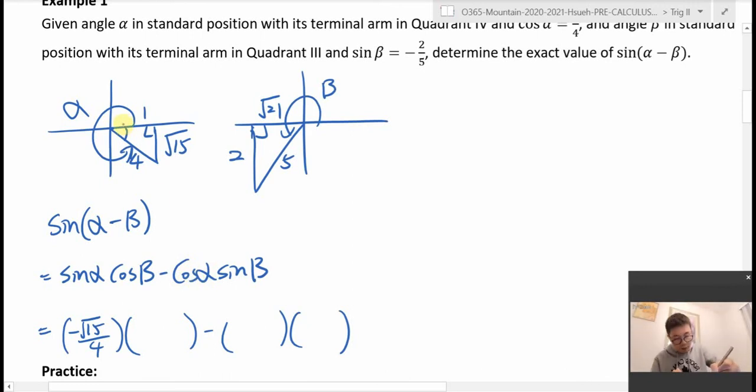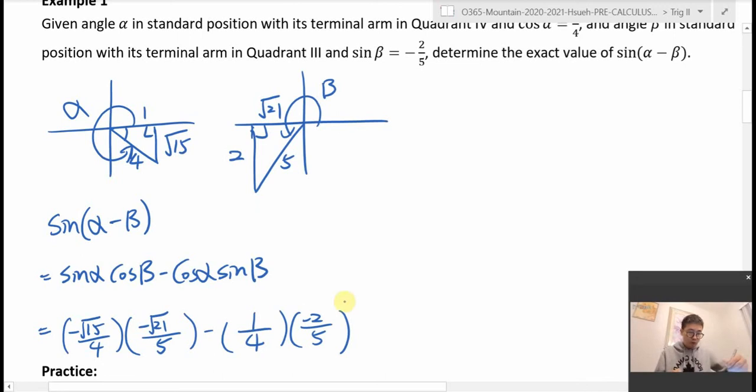Cosine alpha, that's this one right here. I'm going to look at angle alpha first before we move on to the second triangle so I don't get confused. Cosine is adjacent over hypotenuse, that's simply 1 over 4. Now moving on to the second triangle, or second angle, beta. Cosine beta is adjacent, root 21, over hypotenuse, which is 5. Because we're in the third quadrant, cosine is negative. And for sine beta, it's opposite over hypotenuse, and again, because we're in the third quadrant, sine is negative.